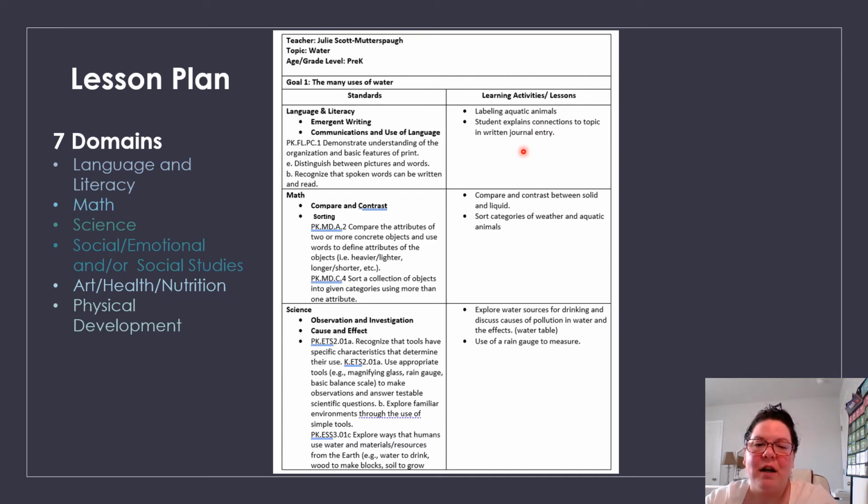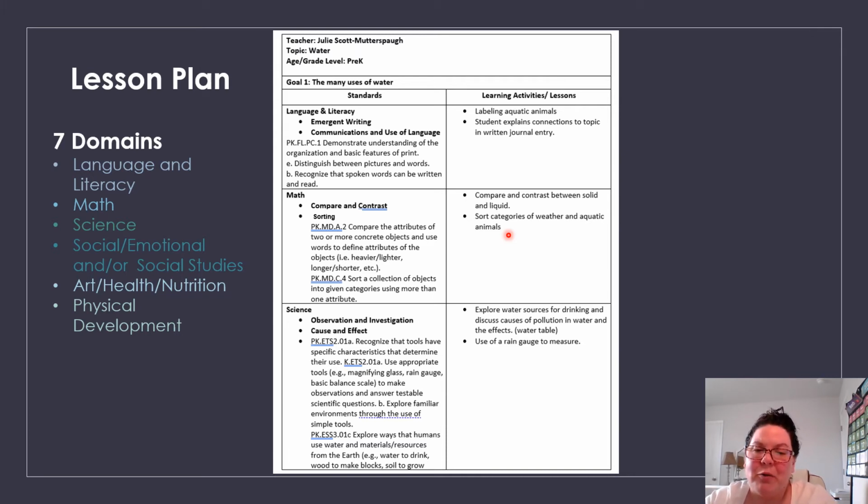And then the next thing would be for them to use their journals and make entries and explain connections to our topic of water in their journal entries. That's something that could be used later on in phase 3 to show what we have done. And then for our next standard of math, compare and contrast is one, and then measurements. One of the things would be to compare and contrast between solid and liquid, because water can be both. Water can be a solid with ice. It can be a liquid when it's just regular water. So that would be a good experiment for them to be able to do in the classroom.